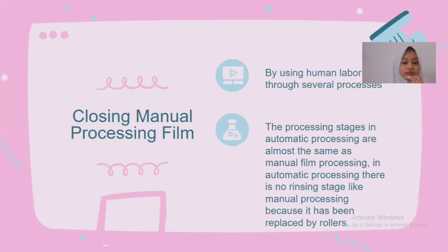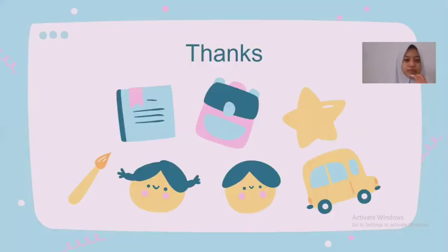And closing: manual processing film uses human labor through several processes. And the processing stages in automatic processing are almost the same as manual film processing. In automatic processing, there is no rinsing stage like manual processing because it has been replaced by rollers. And from my presentation, I can conclude that if a film is not processed properly, all the effort put into the X-ray room to get a good radiograph is also not achievable.